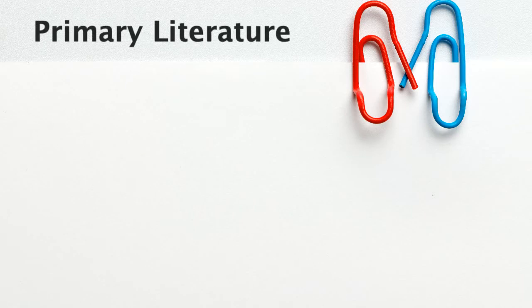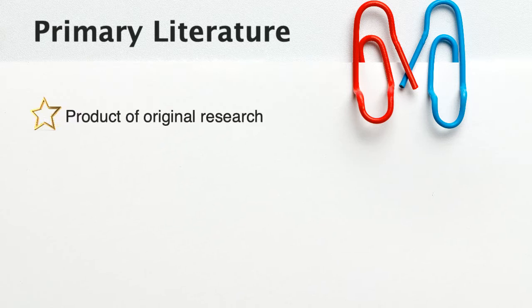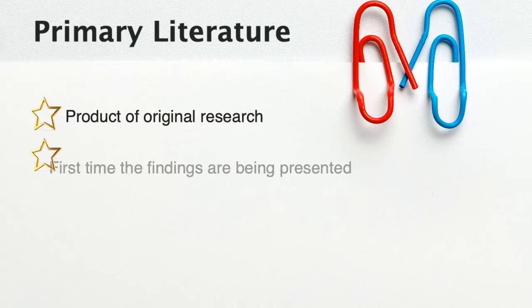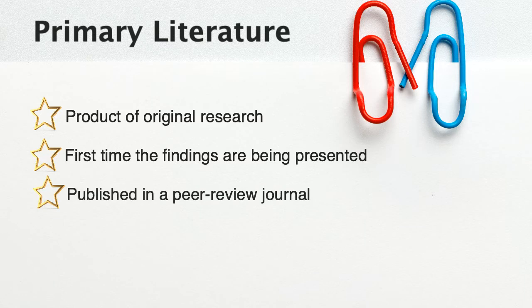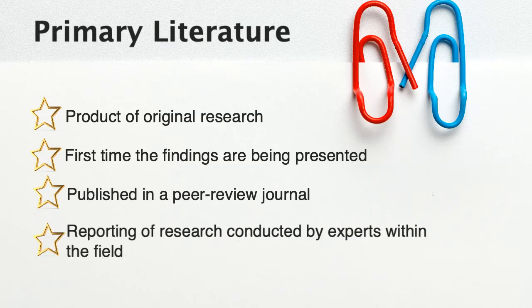Primary literature are publications that present to the field the findings of an original study, detailing how that study was conducted. Primary literature represents the first time a study and its findings are being presented to the research community. This is normally done through peer-reviewed publications. It is the result of research being conducted by experts within a particular field.